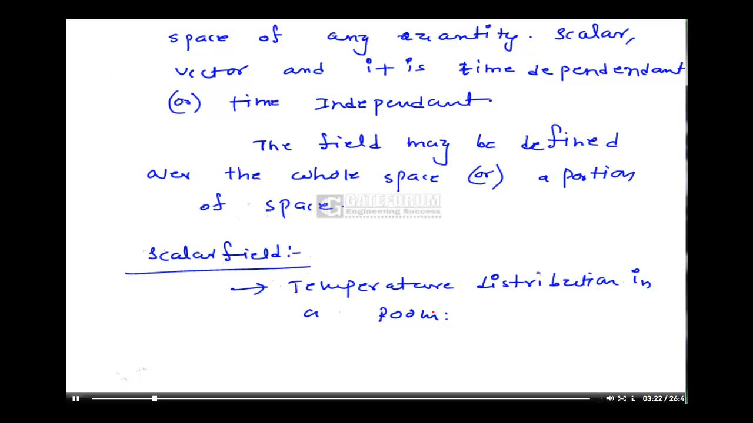A room has three dimensions. Suppose I define f of x, y, z, the temperature distribution, as x square plus y square plus 5z square. If I want to know the temperature at a particular point 1, 2, 3, I just substitute the values and we get the magnitude of the temperature. So this is one example of a scalar field, because temperature is a scalar quantity, so distribution of the temperature in a room is a scalar field.